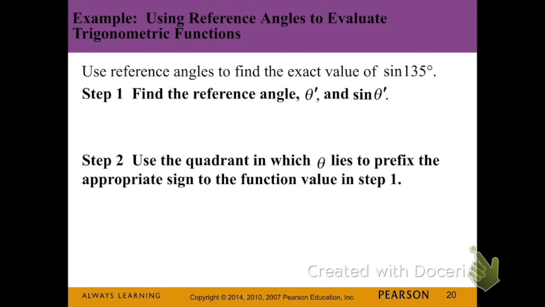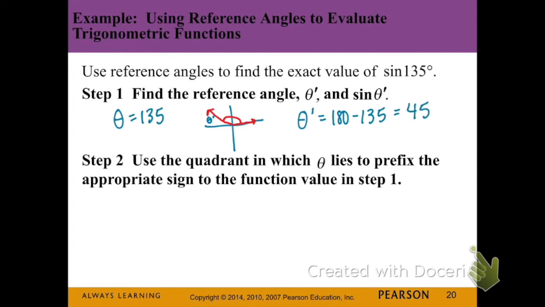All right, in this example, we are going to use reference angles to find the exact value of sine of 135. First of all, we notice that 135 is not in quadrant 1, so it's not a reference angle. So we need to find the reference angle for 135 degrees. I'm going to sketch it out here. 135 lies in quadrant 2. So the way I get my reference angle is I take 180 minus 135. So now we're going to use 45 degrees. We're going to figure out what sine of 45 is and use that answer to move into step 2. So sine of 45, if I think about my unit circle, my y value at 45 degrees is square root 2 over 2.